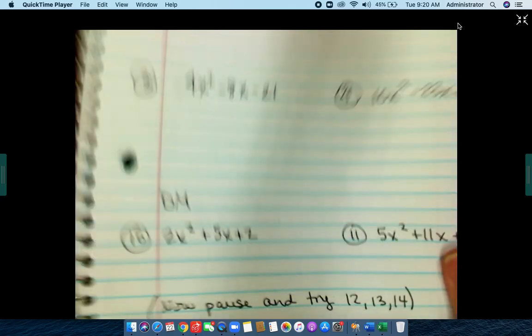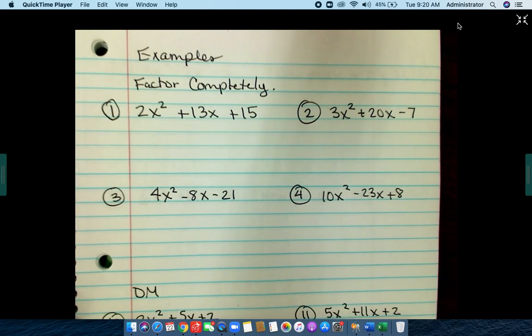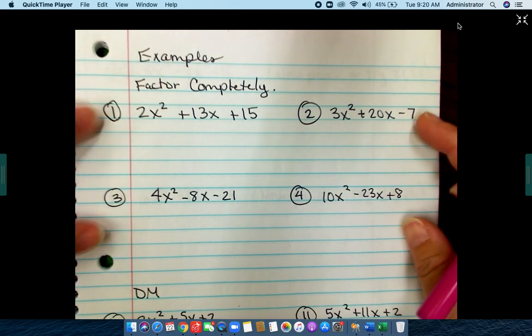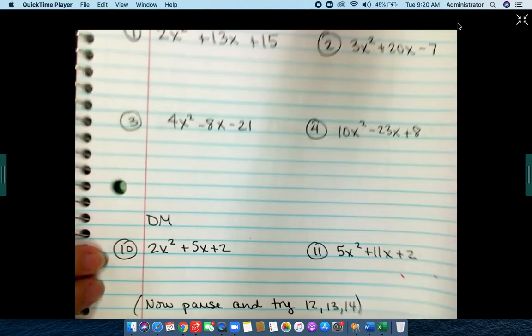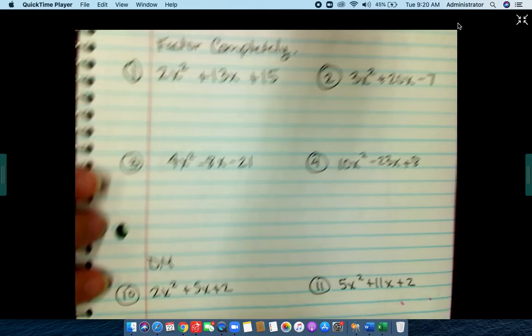So go ahead and flip your page. If you need to pause it at this time to write some problems down, you're welcome to do so. I am going to be factoring completely. These are instructions to factor completely these trinomials. So I'm going to do 4 different examples with you. Then I'm going to work out 6 problems from the Delta Math assignment.